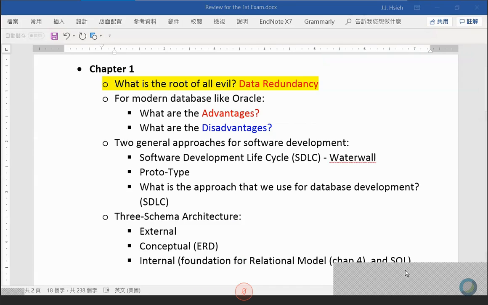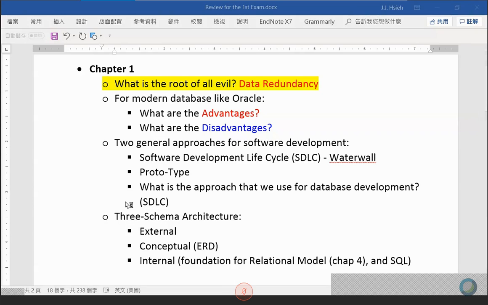These are the areas. I have prepared some questions for the first exam. I hope you can take a look and prepare yourself. So this is for chapter 1. Chapter 1 is the more foundational, more basic understanding, but it's technical.